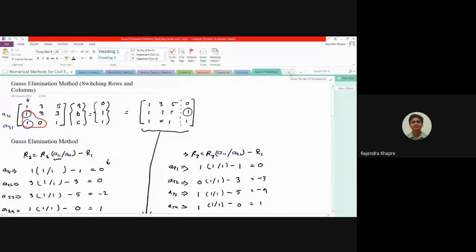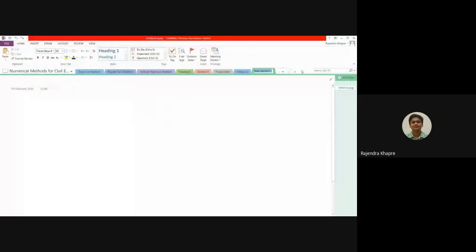So let us see how this thing is working. Okay, so this is Gauss Cholesky. So let us quickly see how this method is working.